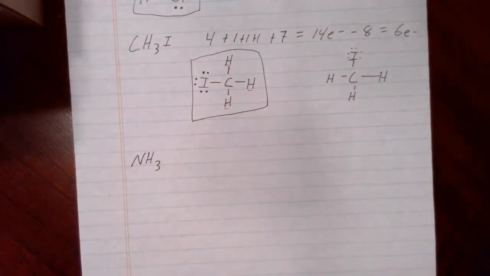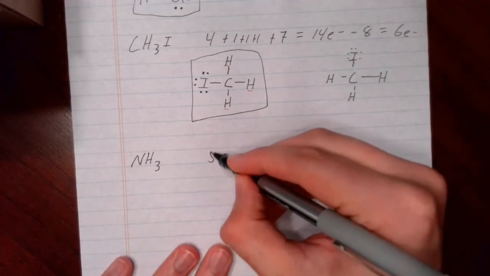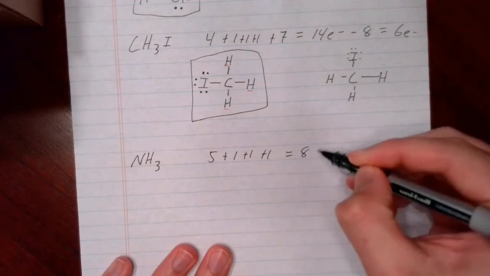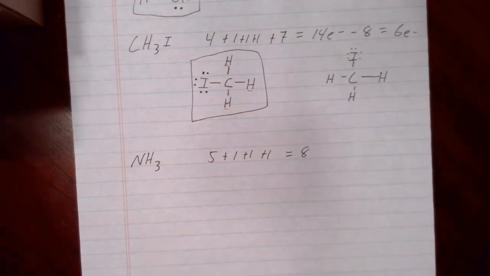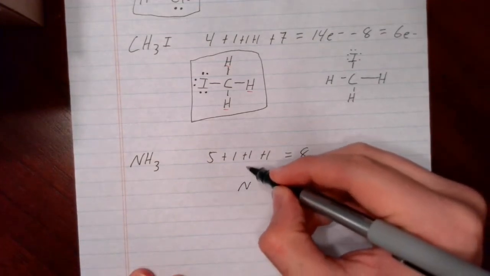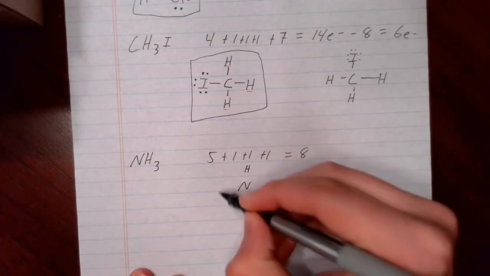NH3. So the number and type of atoms, I have 1 nitrogen and 3 hydrogens. So determine the number of valence electrons. Nitrogen has 5 plus 1 plus 1 plus 1. So I get a total of 8. Now I'll look at the atoms and try to determine the central atom here. I know that hydrogen can't go in the center. So nitrogen has to be the central atom, and I have to have the hydrogens around the nitrogen.